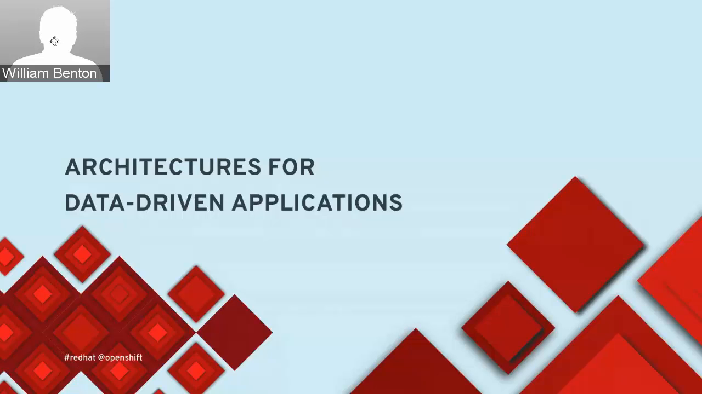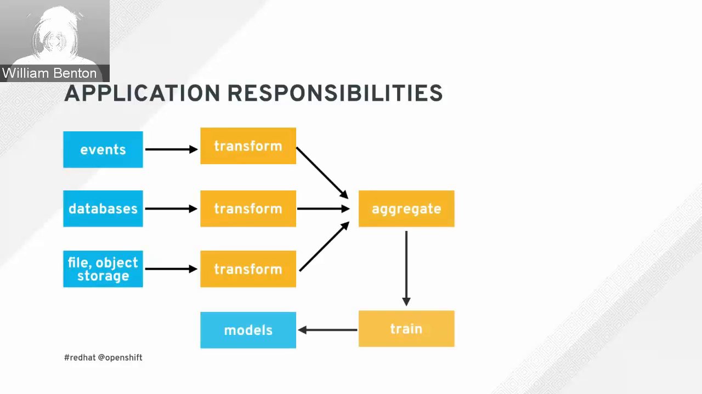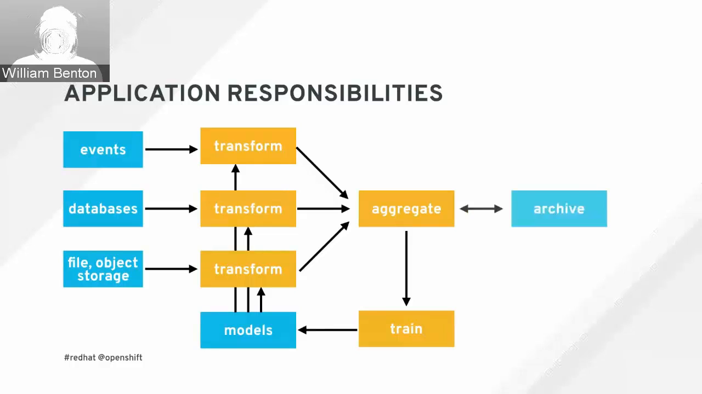So let's start by taking a high-level look at some of the responsibilities of a typical data-driven application. Fundamentally, a data-driven application does everything that your conventional web application might do, but it also aggregates and transforms data from multiple sources, trains predictive models based on that data, and then uses those models to transform and make predictions from new and existing data alike. It saves raw and processed data to archival storage.